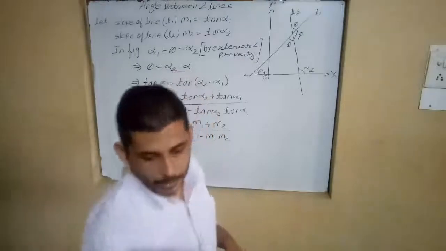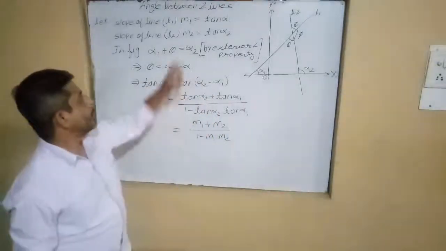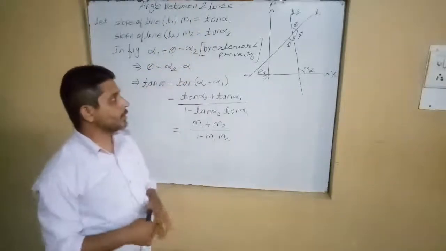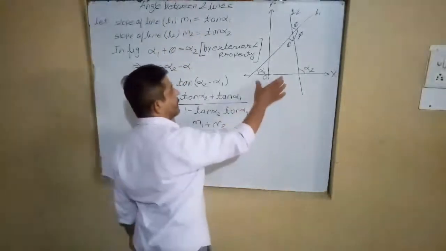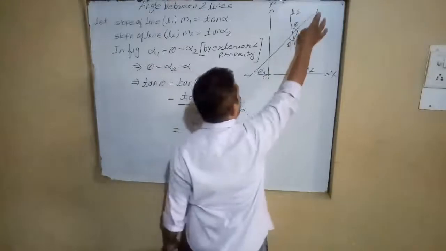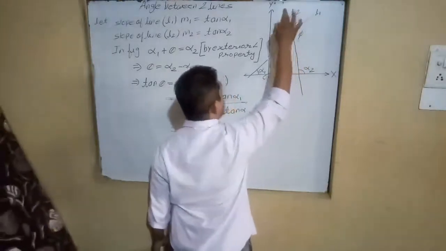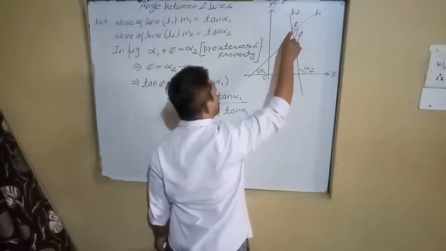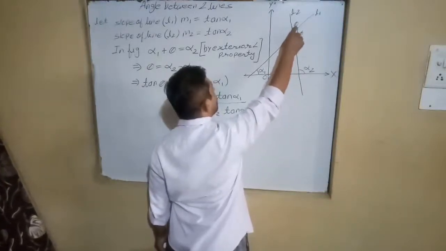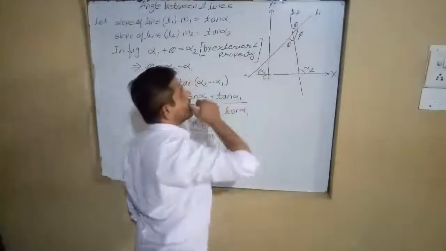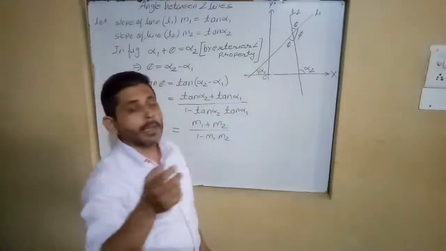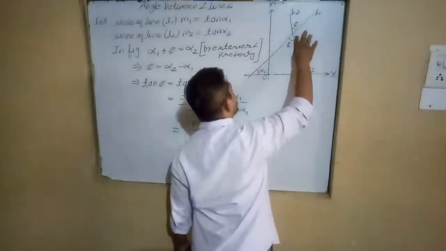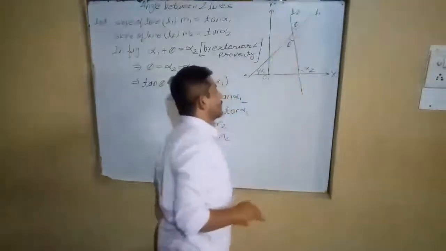Now this is another property, angle between two lines. So how to calculate the angle between two lines? You can see in the figure, this is our line L1 and this is our line L2, and the angle between them is theta. So if this angle is theta, this one is also equal to theta by vertically opposite angles. So both are equal to theta.